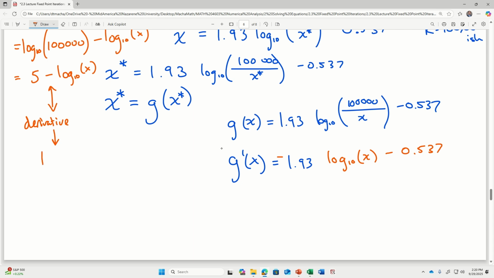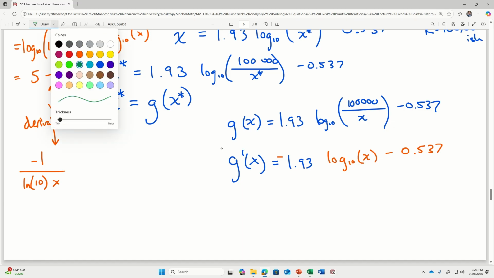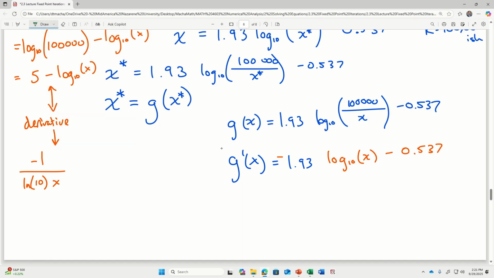It's going to be 1 over natural log of 10 times x, I believe. Right, okay. Not to try to teach a whole calculus 1 lesson here, but the logarithm base 10 of x is the same thing as the natural log of x divided by the natural log of 10. And so that's why you end up with the natural log of 10 here after I take the derivative.